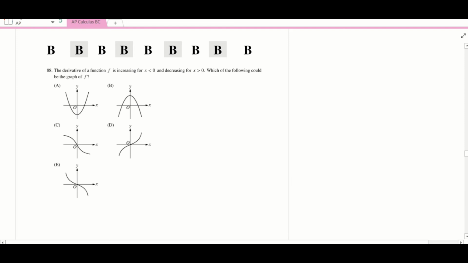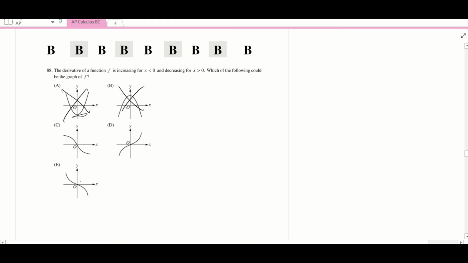Number 88. The derivative of a function f is increasing for x less than 0 and decreasing for x greater than 0. Which of the following could be the graph of f? Okay, well, we know that there's a point of inflection at x equals 0. So that gives us a good starting point. It's definitely not A, it's definitely not B, because there's no point of inflection.